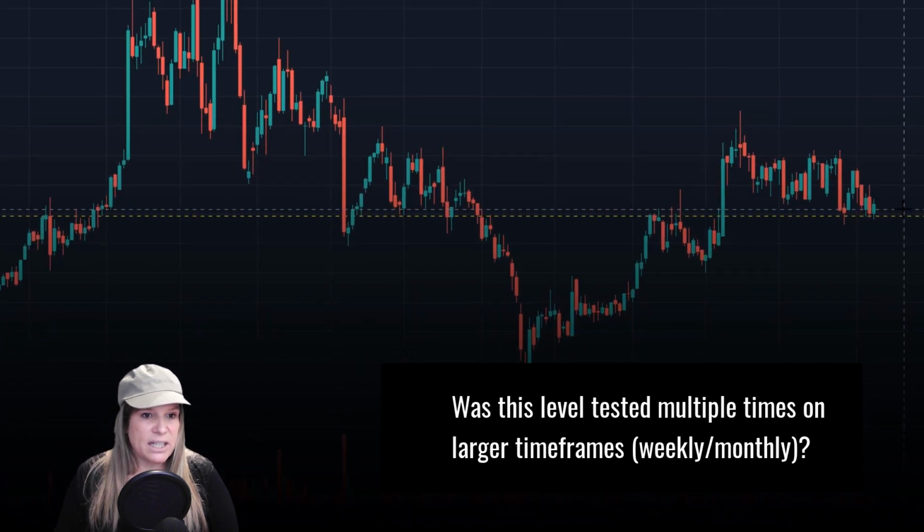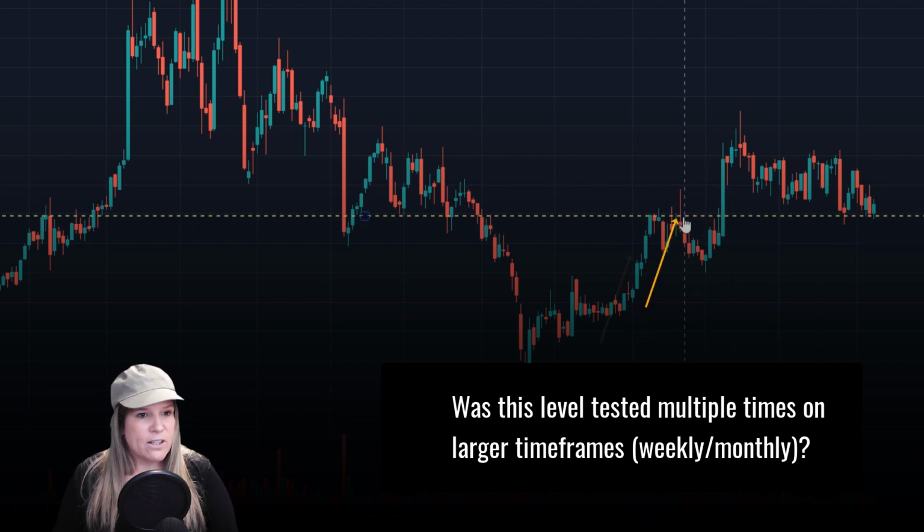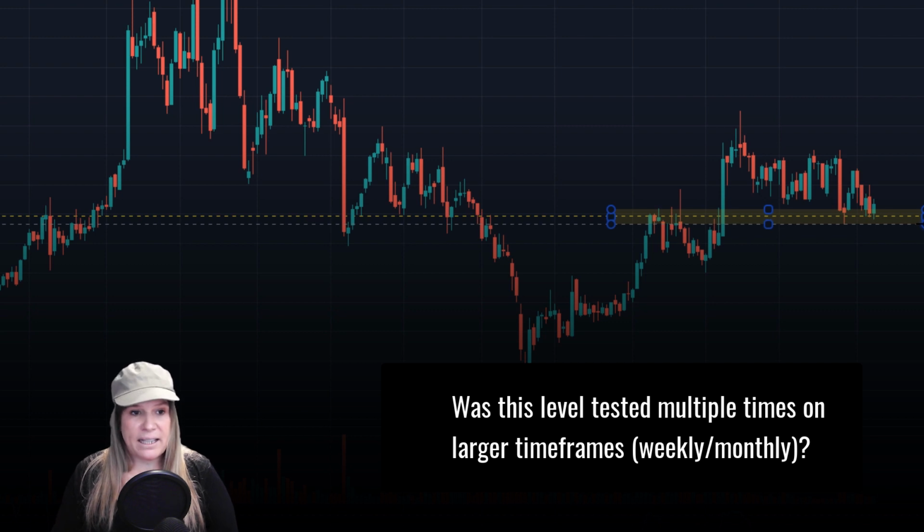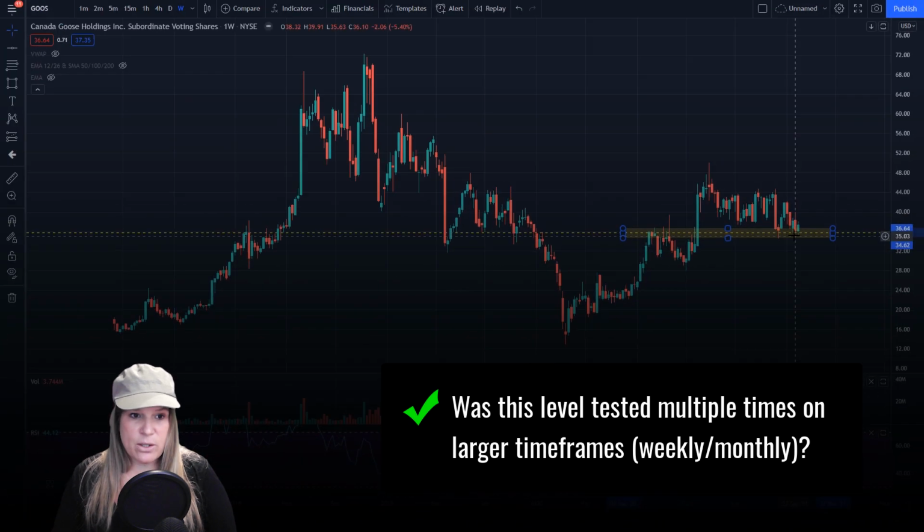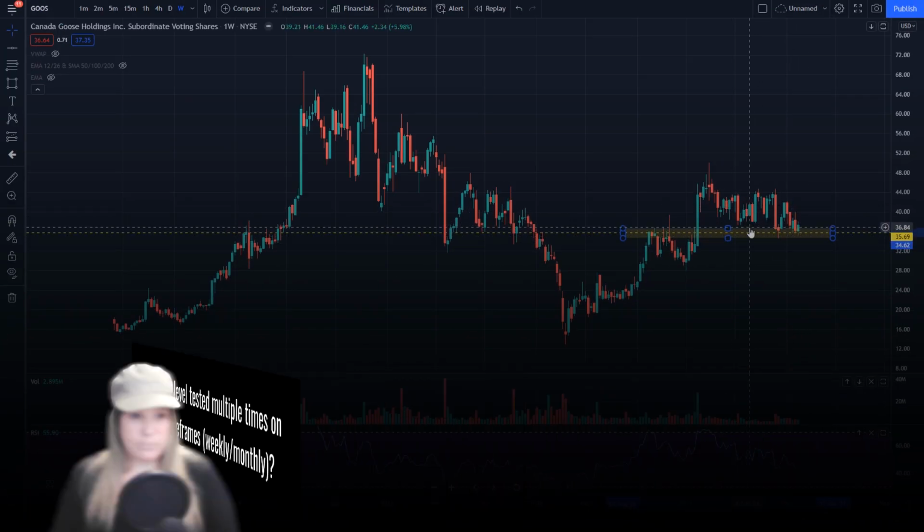And you can see right here that although this exact level was only tested over here, we also have a really nice zone that we can highlight on the weekly. So this is what I said when I said we were going to go back and adjust the zone. So we're going to adjust that zone on the weekly. And we're going to say, yes, this area was tested multiple times on the weekly. So we get another check mark on this level.